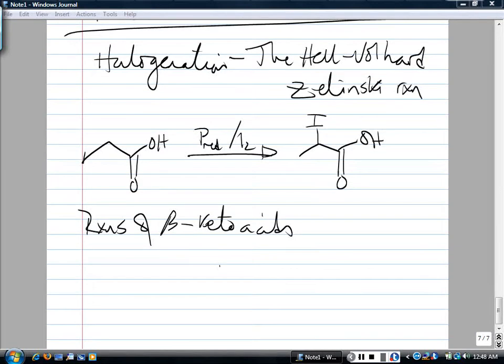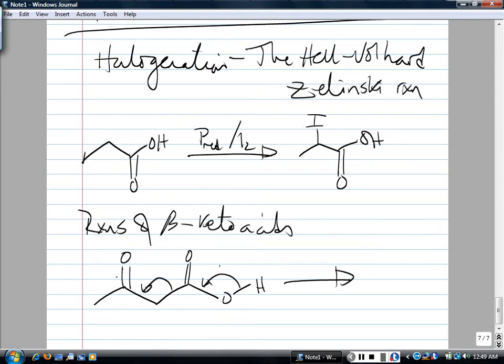Right, I'm sorry. Yes. So if we take not alpha but beta keto acids and we heat those, we get a rather interesting reaction. For example, if I take a beta keto acid, so carboxylic acid, this is the carbonyl carbon, alpha carbon, beta carbon. If you heat beta keto acids, what they tend to do is spontaneously decarboxylate.